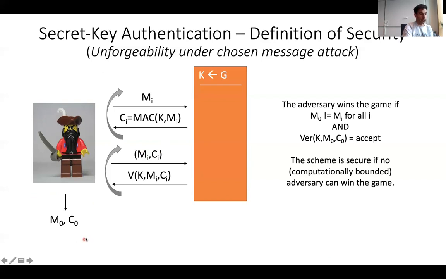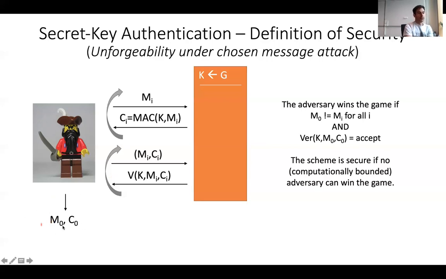And then at the end of the day, the adversary has to produce a new pair, message M0 and C0. And we say that the adversary wins the game if this M0 and this C0 are a valid MAC. So if the verification algorithm on input K, M0 and C0 outputs accept, this means that the adversary managed to produce a valid message and MAC pair.